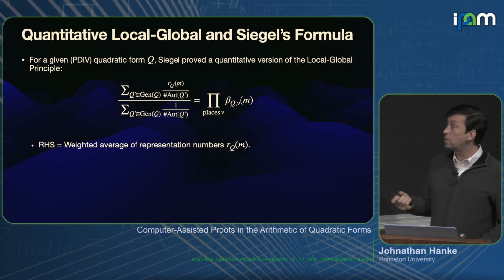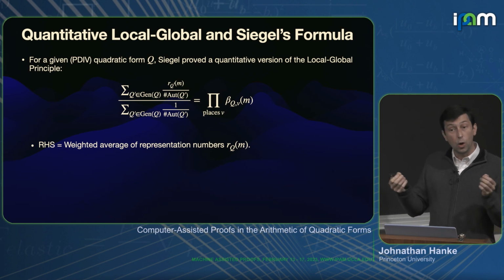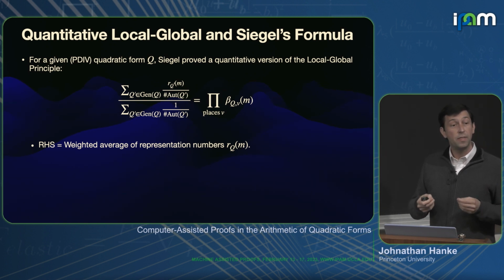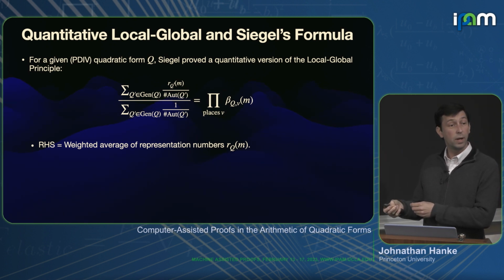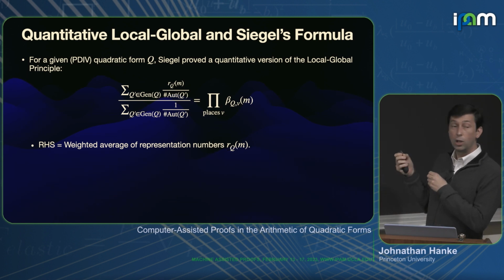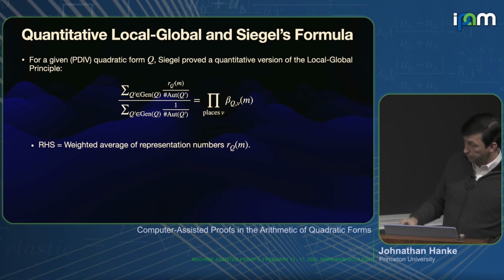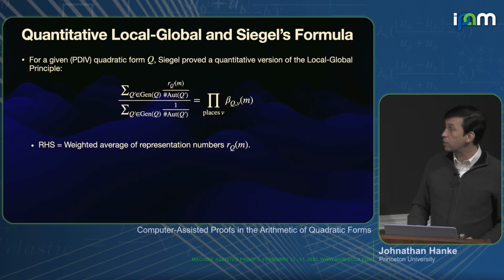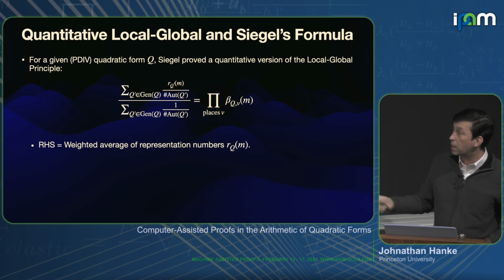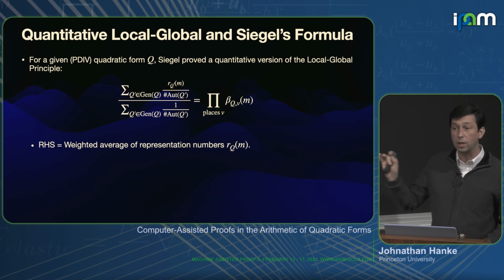So what he says is that if you take this automorphism-weighted average of the representation numbers for all things that locally look the same, it turns out that's something you can describe locally. Okay? So this is an explicit local-global principle for quadratic forms. Make sense? Okay. So the right-hand side is the weighted average of representation numbers. And this is a finite set, by the way, that I'm summing over, a finite sum. No convergence issues. That's a theorem.